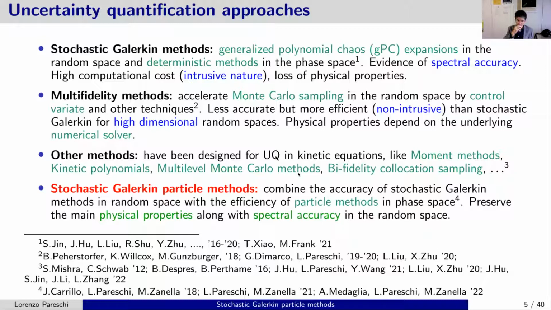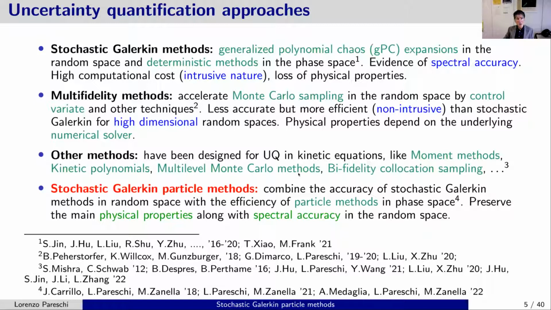The two main approaches which have been used for kinetic equations are stochastic Galerkin methods, which are based on generalized polynomial chaos expansion, and combine essentially this kind of expansion together with deterministic methods in the phase space in a Galerkin setting. So they are highly intrusive, so you need to redesign also the deterministic numerical method. As a consequence, the computational cost is generally high. On the other hand, there is numerical and theoretical evidence in several works that they can achieve spectral accuracy. But on the other hand, you have, generally speaking, the loss of physical properties, and even, as was pointed out also in the talk of yesterday by Martin Frank, you may have loss of hyperbolicity if you consider the hydrodynamical limit of the kinetic equation when described by systems of conservation laws.